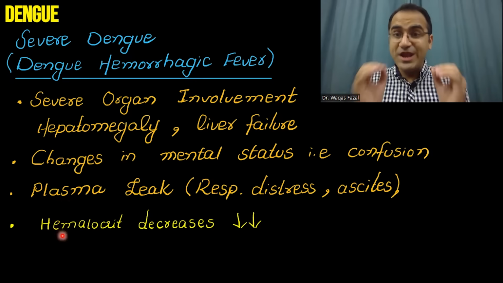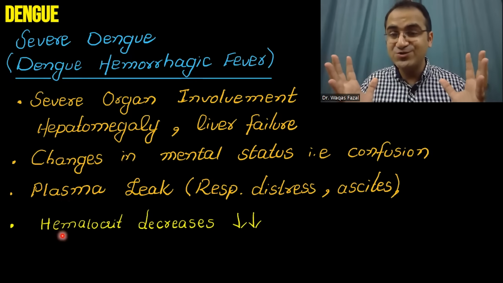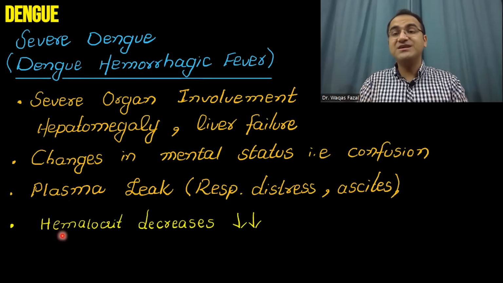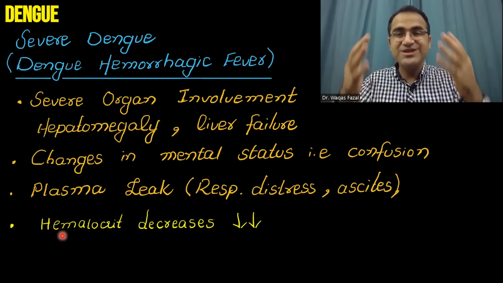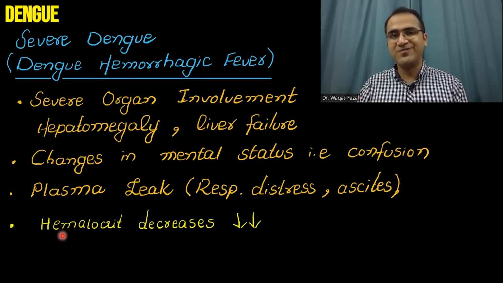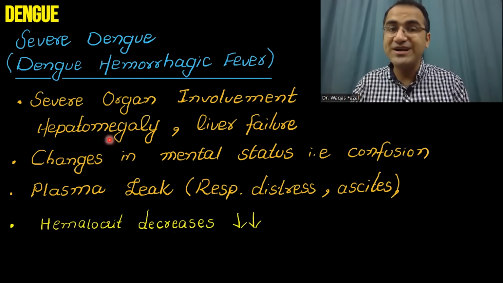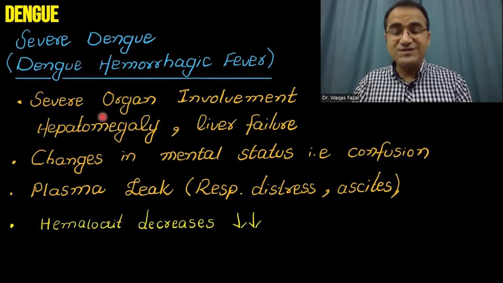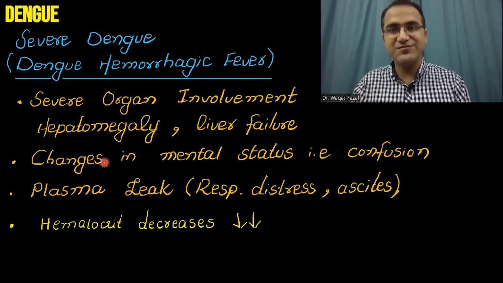So remember, whenever there is plasma leakage into third space, there will be a rise in hematocrit. And whenever there is excessive bleeding, there will be a drop in hematocrit. So there will be a drop in hematocrit in dengue hemorrhagic fever because there is excessive bleeding. So this was severe dengue hemorrhagic fever.